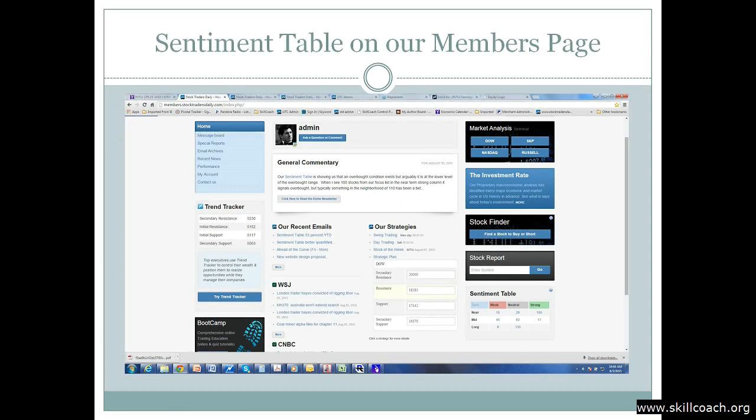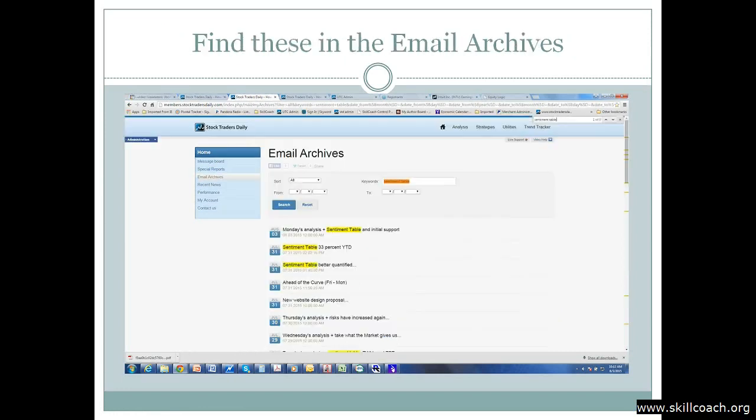Now, the sentiment table, yes, it's on our Utilities tab, but I also put it on the lower right-hand corner of our home page, so it's very easy for you to see. Anytime you go to the members' home page and you log in, you'll see the sentiment table on the bottom, so you can just glance at it to see if there's an oversold or overbought condition that exists in the market at that particular time.